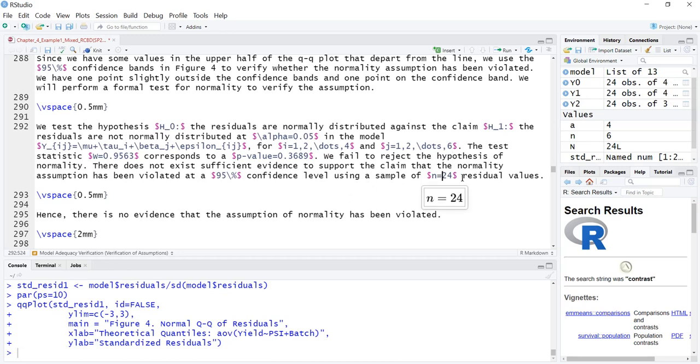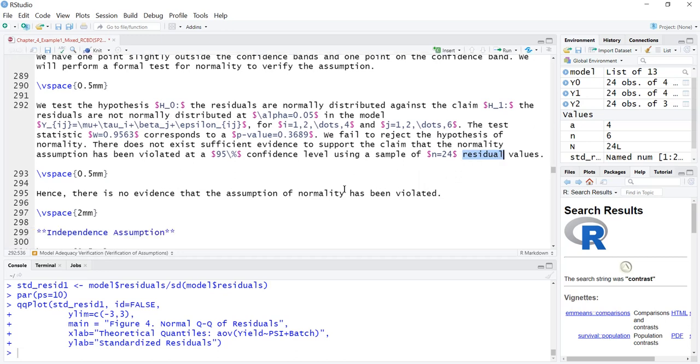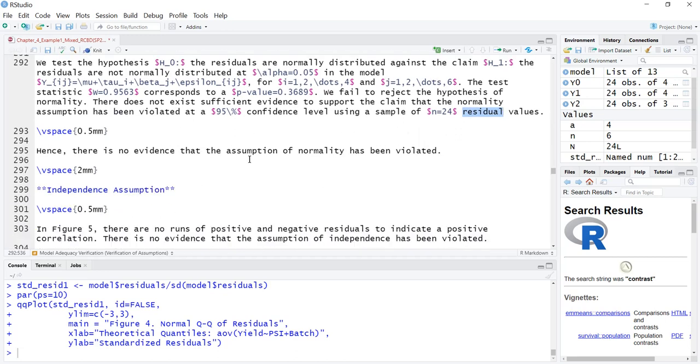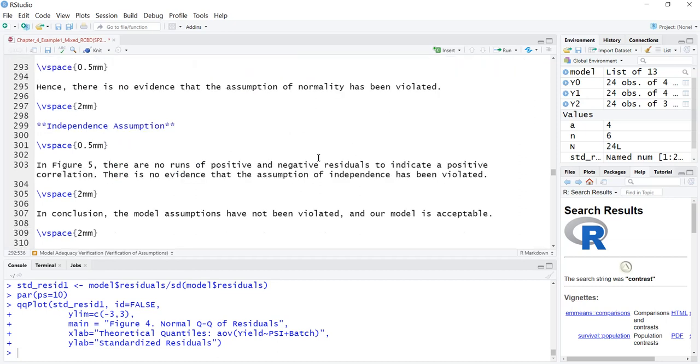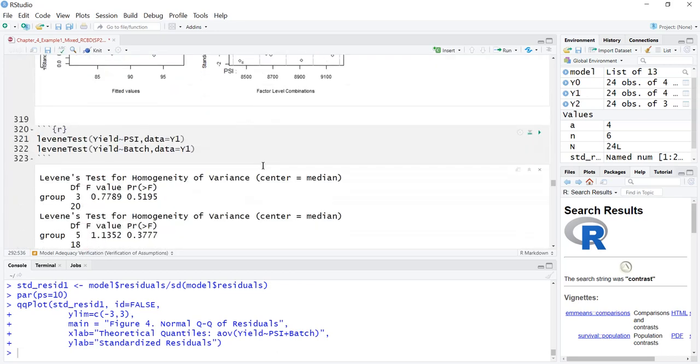Why? Because it's residual values in this case. Okay? Hence, there is no evidence that the assumption of normality has been violated. So we have definitive evidence that says we do not reject the null. Now we need to go on to the independence assumption, and we have to look at this in time.